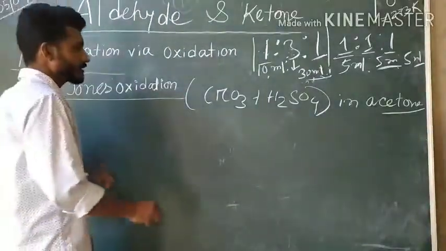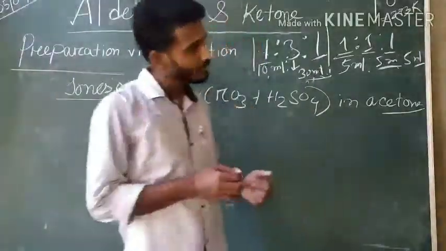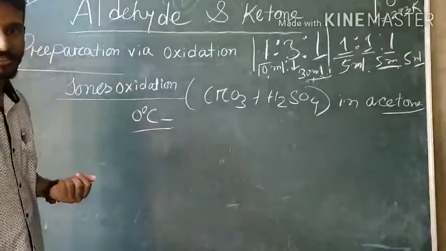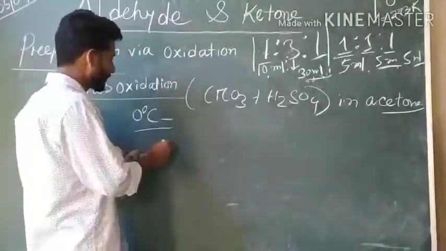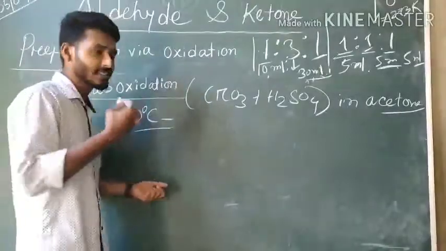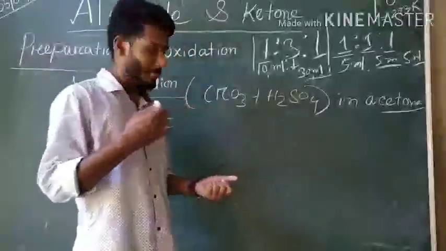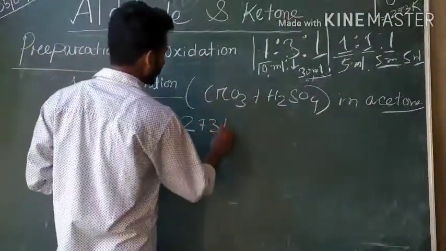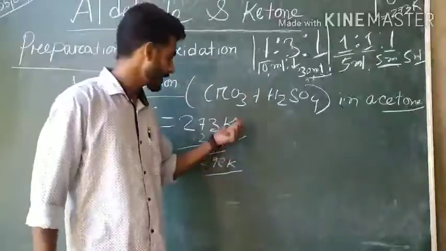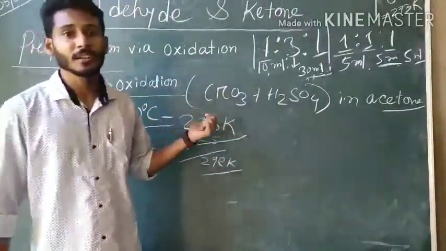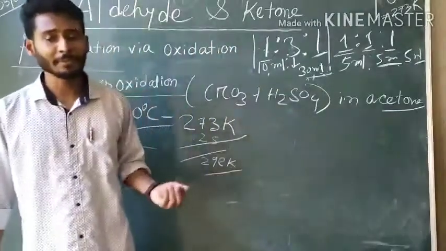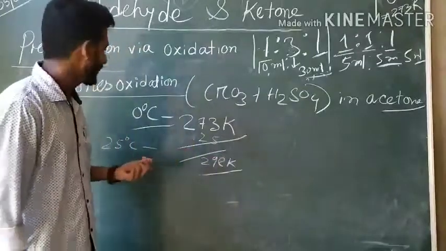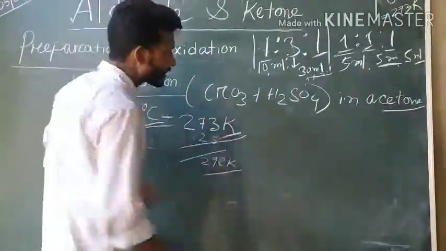This reaction needs a very low temperature, quite low, 0 degree centigrade. 0 degree centigrade means, in terms of Kelvin scale, how much will it be? 273 Kelvin. Okay, the 273 Kelvin scale has been widely used. While we are doing mathematical problems for physical chemistry, we have to convert this centigrade into Kelvin.